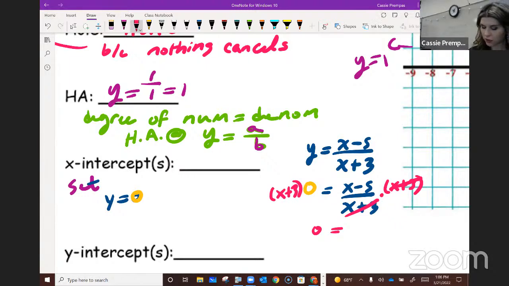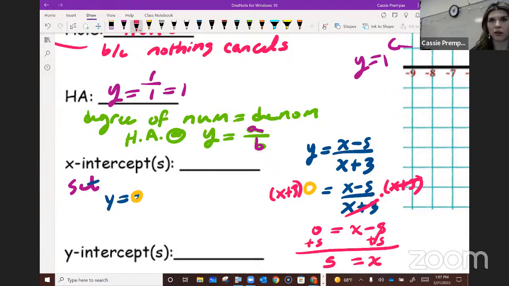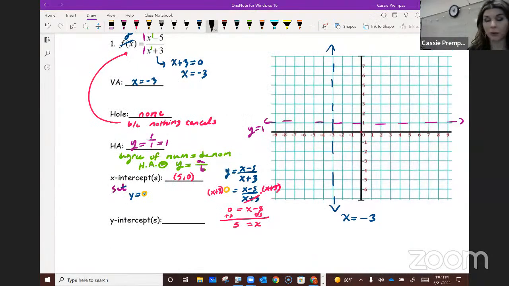So I have 0 is equal to X minus 5, and then I solve. So I'm going to add 5 to both sides, and I get X is equal to 5. How do I write that as a point? Nice, 5, 0. And then I'm going to go ahead and plot that point on my graph. This is a point that is actually on the graph, and it's on the x-axis, hence x-intercept 5, 0.